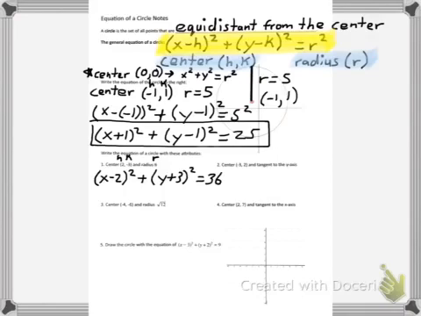On number 2, it tells us that the center is at (-3, 2). So -3 is our h, 2 is our k. And then it says that this circle is tangent to the y-axis. So if you remember what the word tangent means, it only touches the circle at one point. If this is true, our radius is going to be the x value here. So our radius is going to be whatever the x value is if it's tangent to the y-axis. Alright, so in this case, our x value was -3.